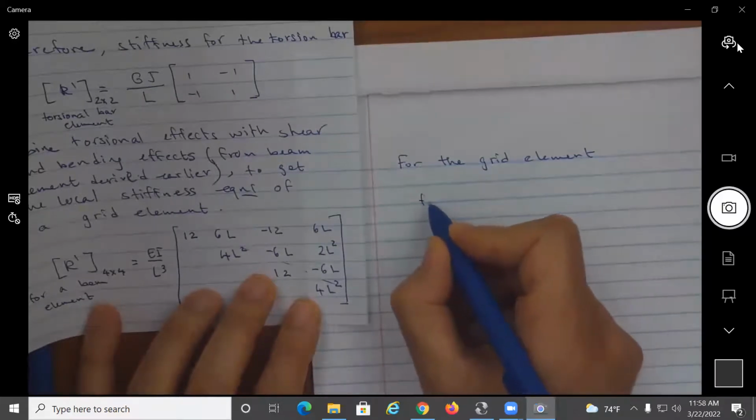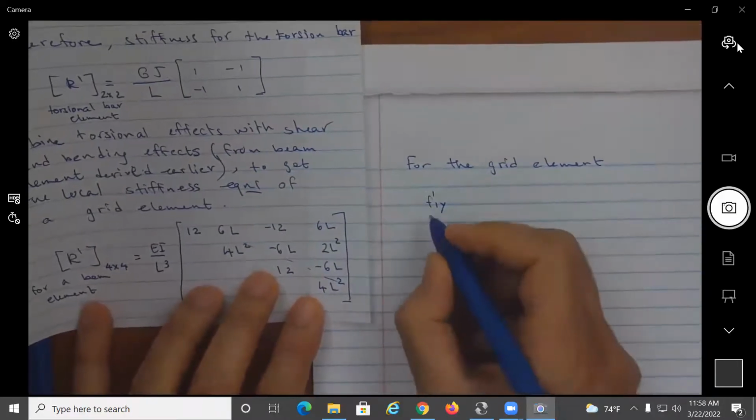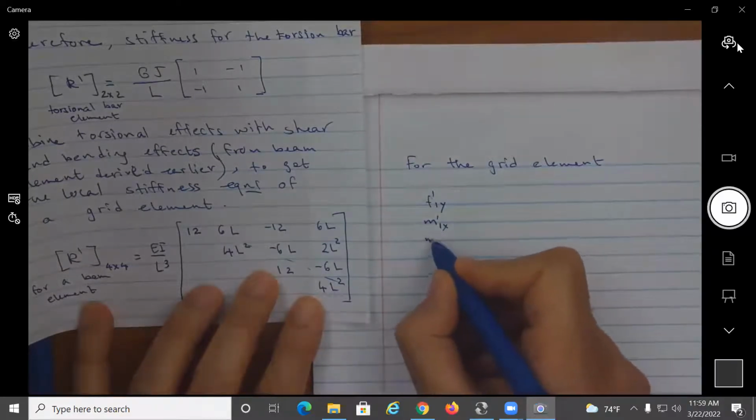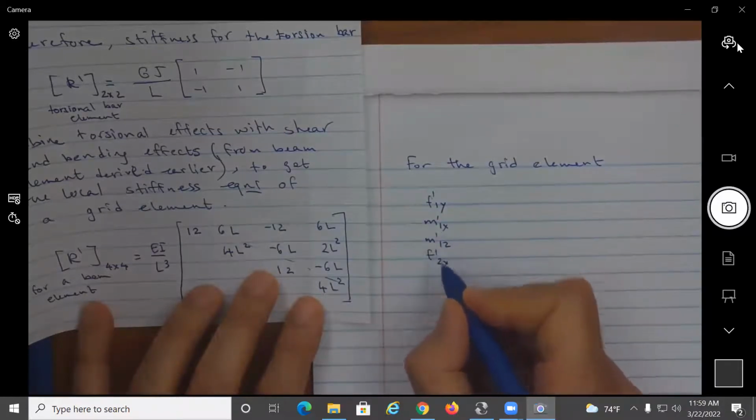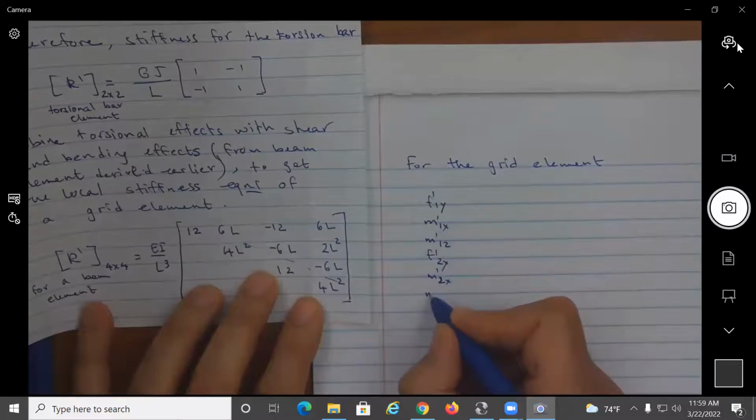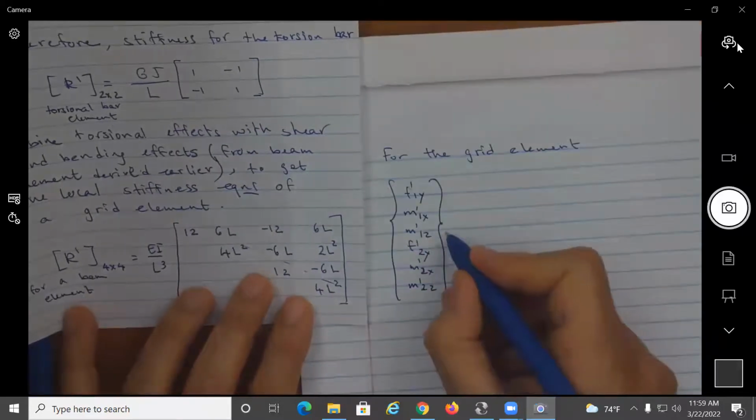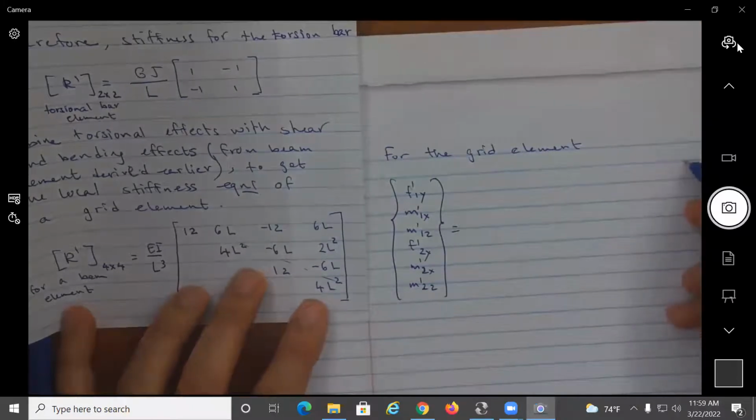we have F1 prime Y. I'm going to write the torque here, M1X prime. Then I'm going to write M1Z prime, F2Y prime, M2X prime, and M2Z prime is equal to, and here I have my displacement degrees of freedom.